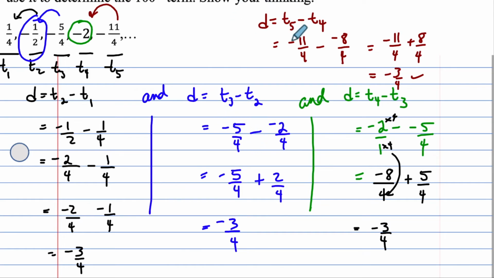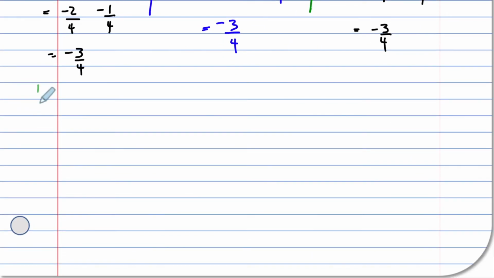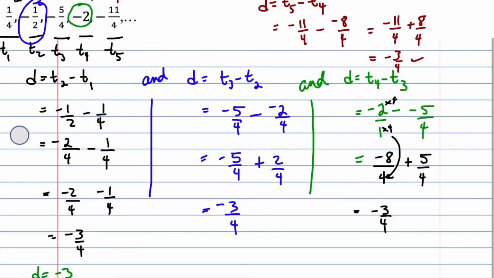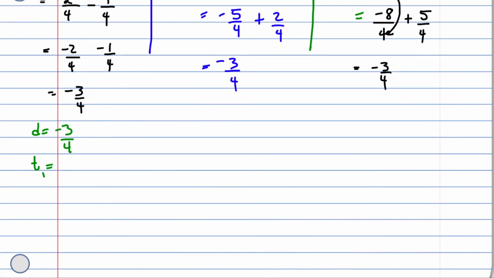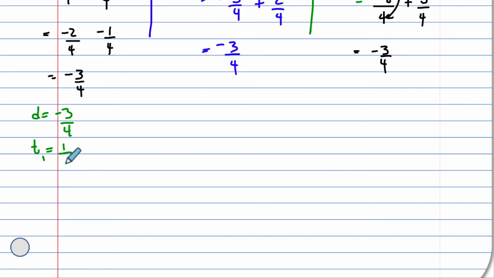Now it says, if yes, find a formula for the general term. Let's do that then. D is negative 3/4. T of 1 was 1/4. What else do we know? Well, in the general formula, we don't know n, and we don't know the last term.